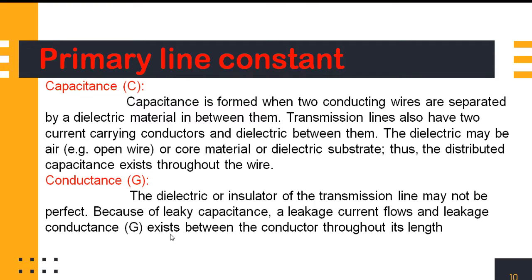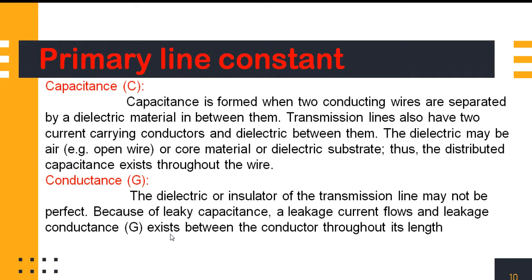Now, the third primary line constant is called the capacitance. It is denoted by capital C. Capacitance is formed when two conducting wires are separated by a dielectric material in between them. Transmission lines also have two current carrying conductors and a dielectric between them. The dielectric may be air, open wire, core material, or dielectric substrate.